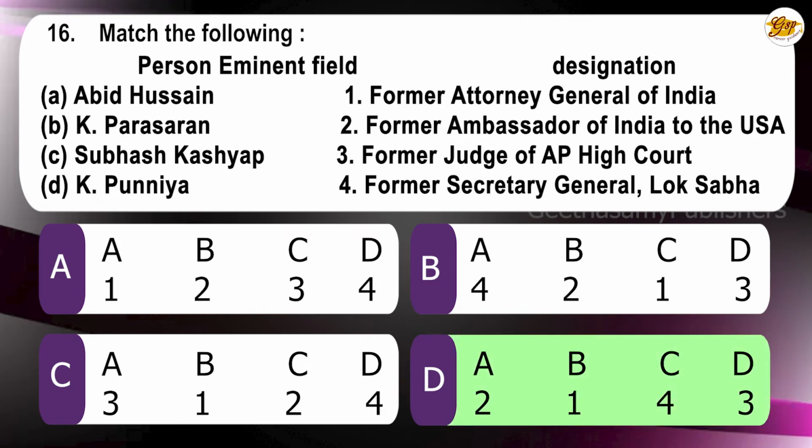2, 1, 4, 3. So it's Abid Hussain. He was former ambassador of India to USA. K. Parasaran, former Attorney General of India. Subhas Kashyap, former Secretary General of Lok Sabha. K. Punnaya, former Judge of High Court, AP High Court.